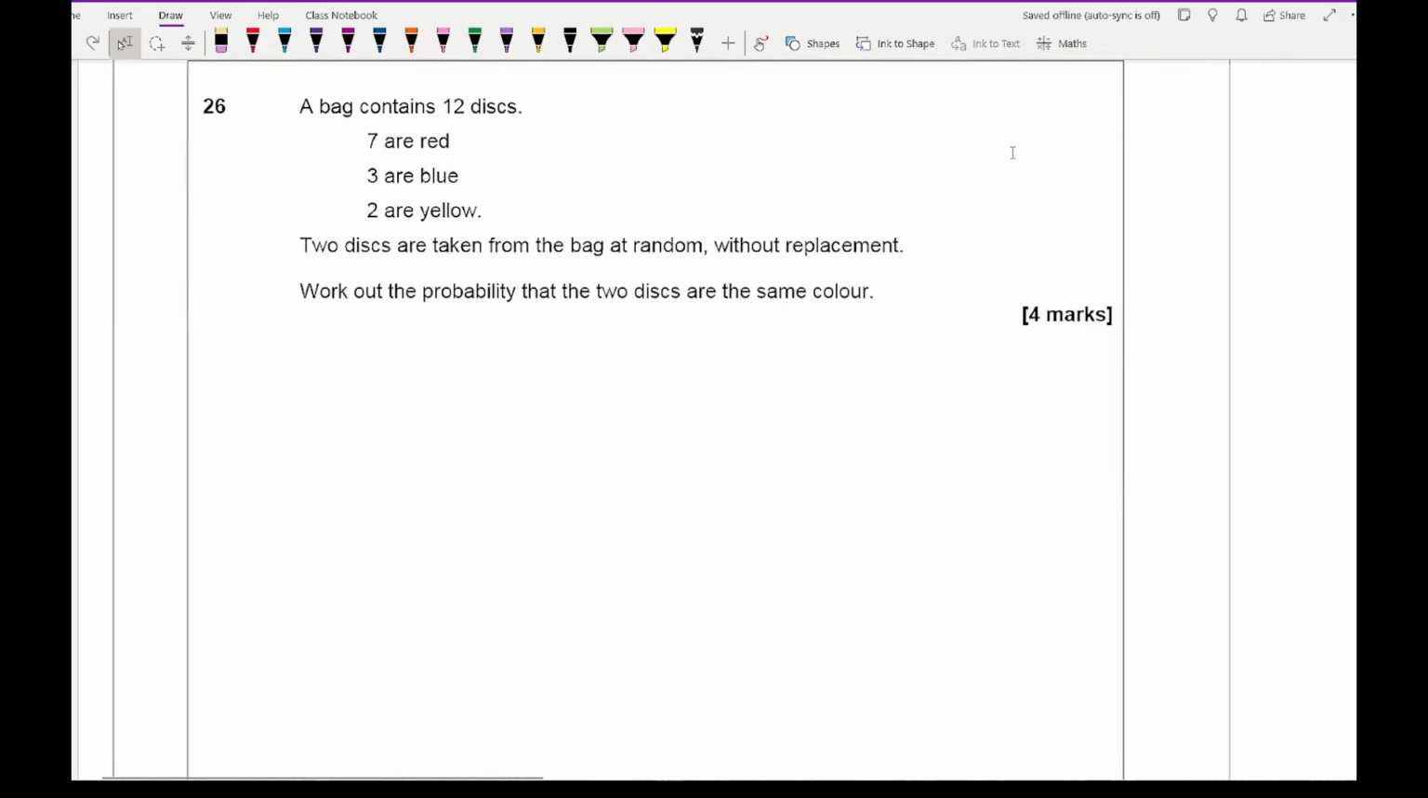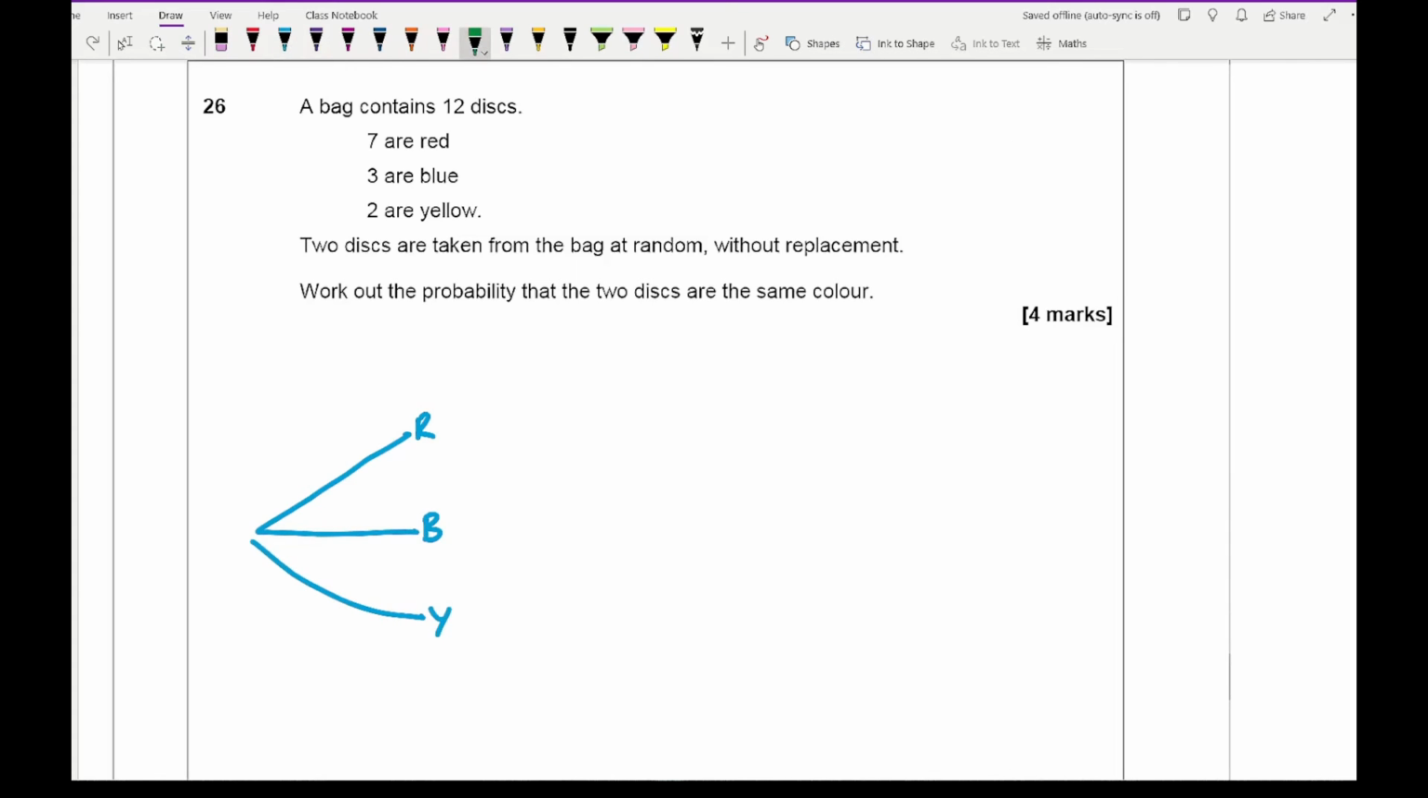Moving on to question 26, it says that a bag contains 12 discs, 7 are red, 3 are blue, 2 are yellow. 2 discs are taken from a bag at random without replacement. Work out the probability that 2 discs are the same colour. So for this, what we need to do is draw a probability tree. Now, it's not the only way, but it's certainly the one that's probably recommended with the space given in the question.